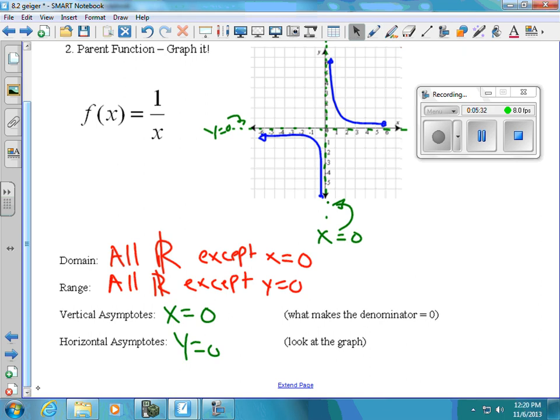So this is kind of the starting point. We're going to manipulate this equation. We're going to move it up, down, left, right, stretch it, shrink it, but we're going to do things to it based upon this parent function. The big thing to look at is the asymptote lines, those imaginary lines the graph does not cross, and the vertical asymptote and horizontal asymptote directly correspond to the domain and the range.